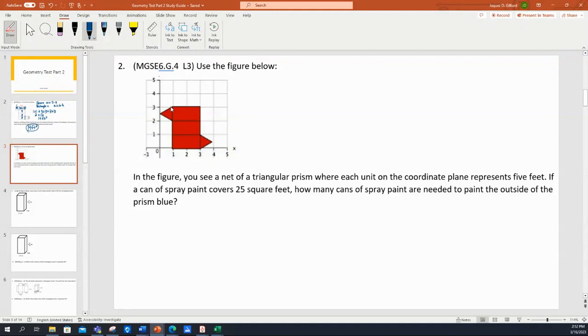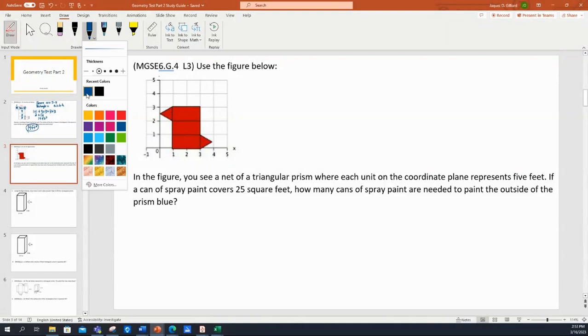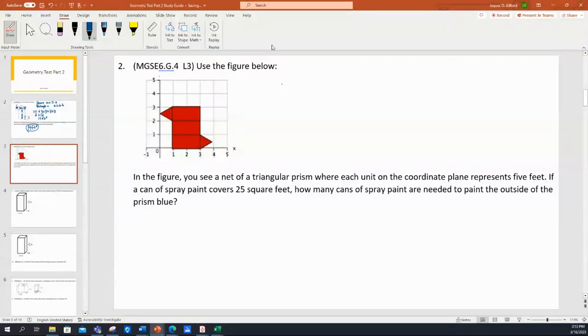When you look at the net, you can see that there's a triangle here and there's a triangle there. And then you see a big rectangle. So what we're going to do is break this shape apart and find the area of those different shapes that we have. To me, it's easier to just make one big rectangle. So that's what I'm going to do. I'm going to take one big rectangle and break it apart.